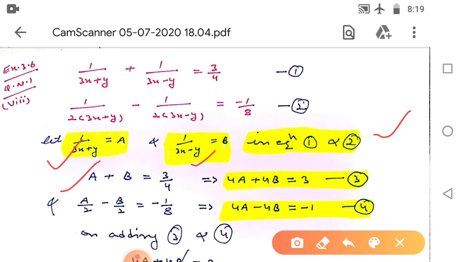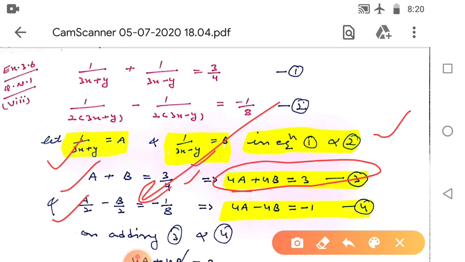So we get a plus b is equal to 3 by 4, and finally 4a plus 4b is equal to 3 when you take the LCM and cross multiply here. So a by 2 minus b by 2 is equal to minus 1 by 8. This is equation number 2. When we put the values of 1 upon 3x plus y is equal to a and 1 upon 3x minus y is equal to b, the equation here is 4a minus 4b is equal to minus 1.